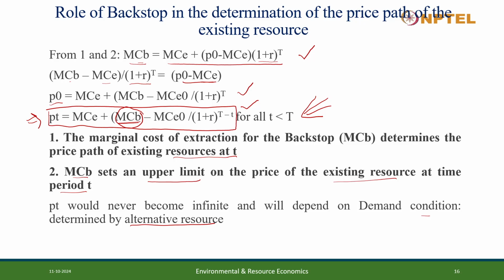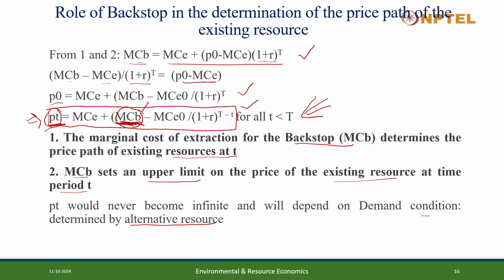The first one is the marginal cost of extraction of backstop determines the price path of existing resource. Why? Because this PT is price of non-renewable resources, right? However, when we get marginal cost of backstop in this price path, the more the marginal cost of backstop, the more the price. If we have alternative technology or alternative backstop option at lower marginal cost, then the price will not vary that much. So that is what it is trying to say.